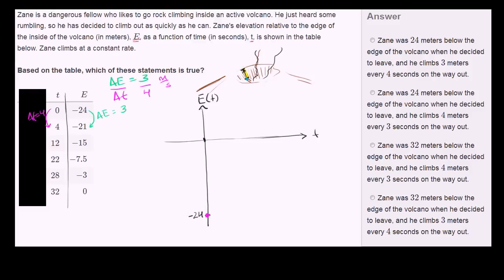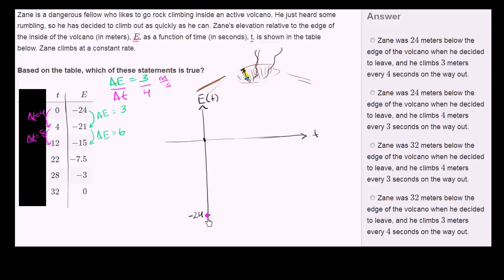row here, we see our change in time is 8. So it's twice as much time that has passed, so he should have gone twice as much distance if his rate is constant. Let's verify that that's the case. He went from negative 21 to negative 15. His elevation increased by 6. So change in elevation over change in time is 6/8, which is the same thing as 3/4. So you see that he has this constant change.